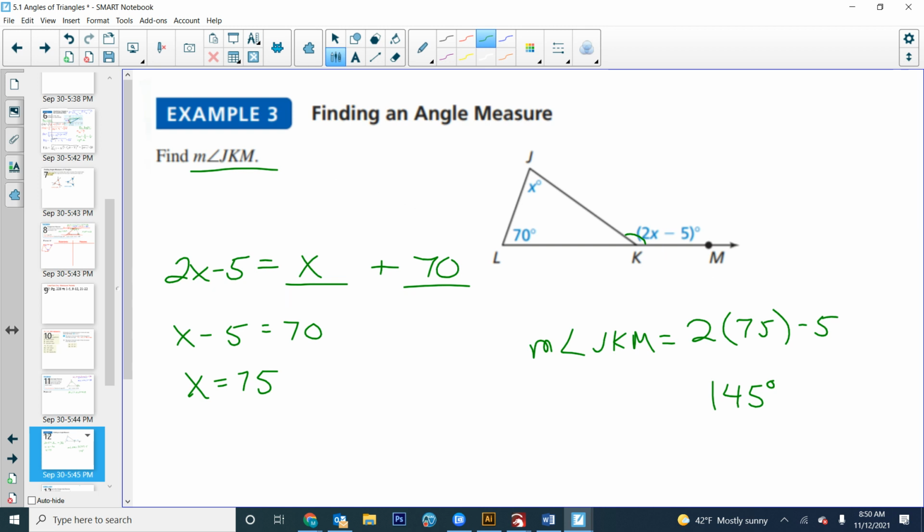That's called the exterior angle theorem. It's going to be obvious because how many other times have we drawn an angle outside of a triangle? Never. So when you see an angle outside the triangle, look for the exterior angle theorem.